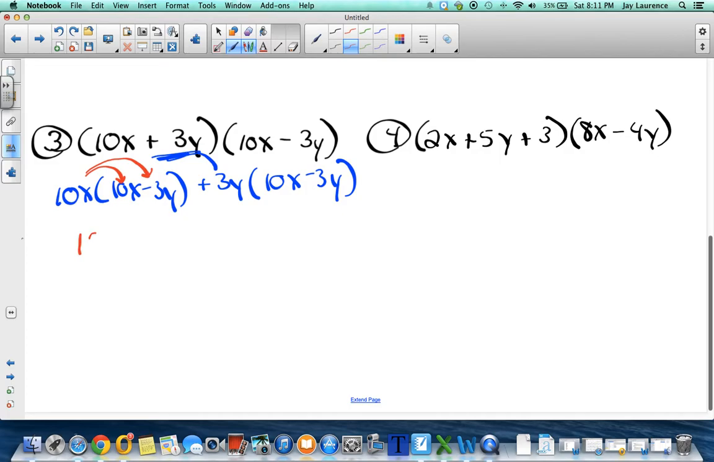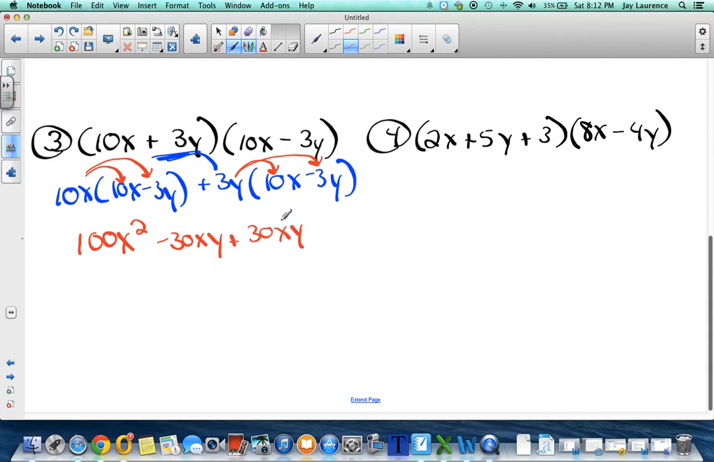10 times 10 is 100. x times x is x squared. 10 times negative 3 is negative 30. x times y is just xy. Negative 30xy. Now I'm going to distribute this 3y. Okay, and so I'm going to get 3 times 10 is 30. y times x, I'm going to write it as xy.